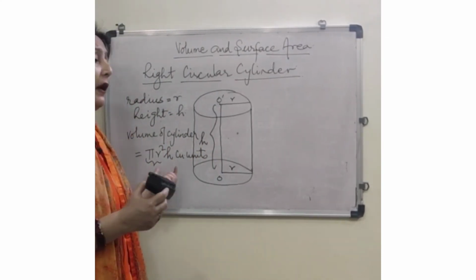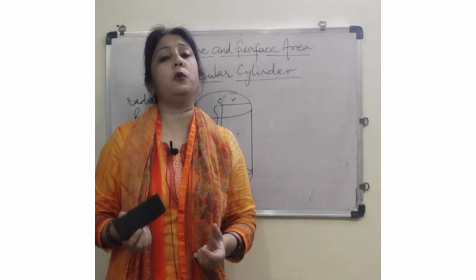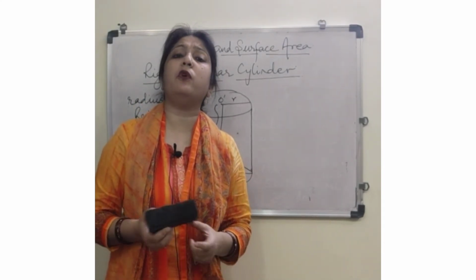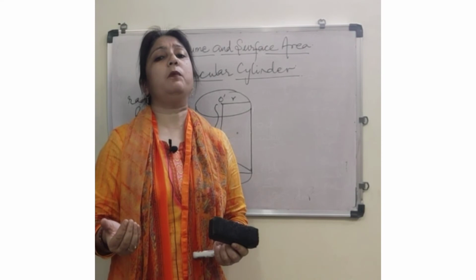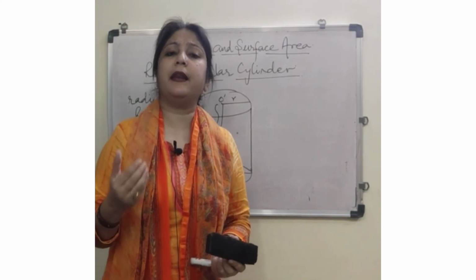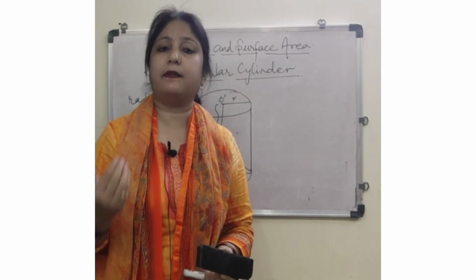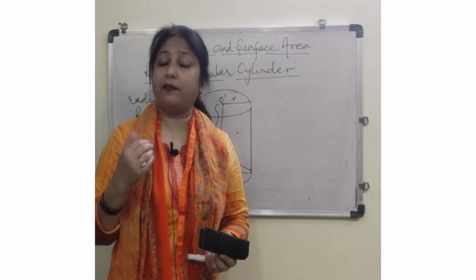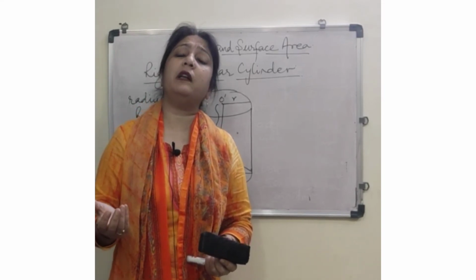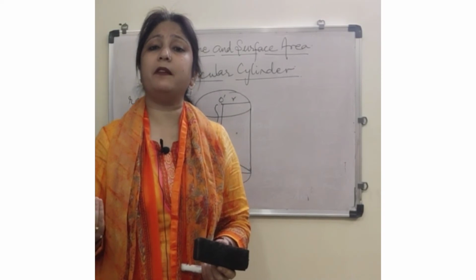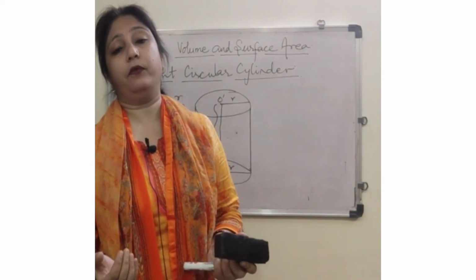Again, what is pi? The value of pi is 22 by 7 or 3.14. We will put 22 by 7 if we find any number which is divisible by 7 that we can cancel, and if there is no number divisible by 7, then we use 3.14.